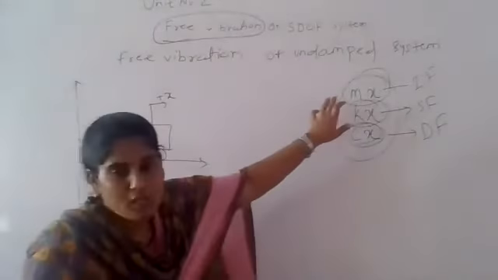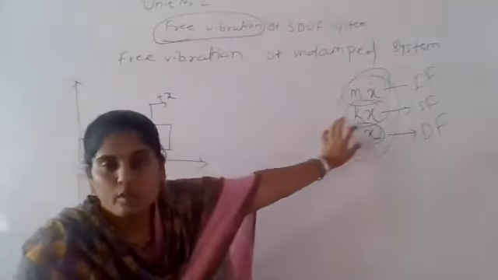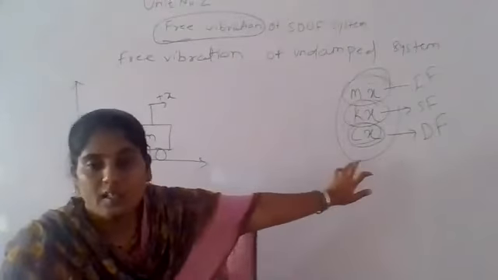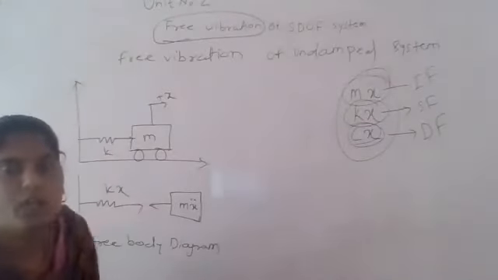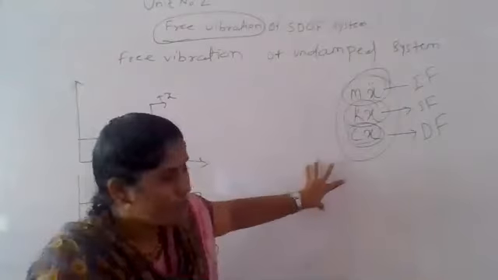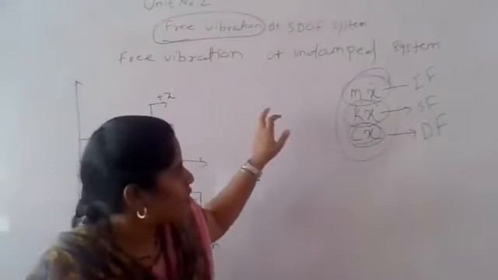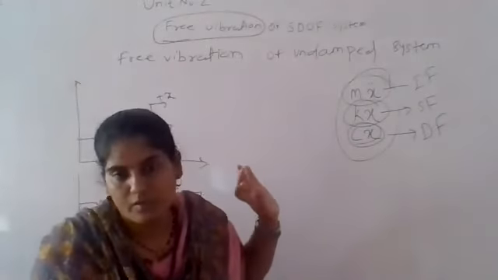Why? Which are those? M is proportional with respect to acceleration. K is with respect to X, that is the spring force. C, that is the damper with respect to the velocity. These three parameters you have to take into the account. Okay? Note that every time these three terms will be there. First one is the inertia force, second one is the spring force, and third one is the damping force.